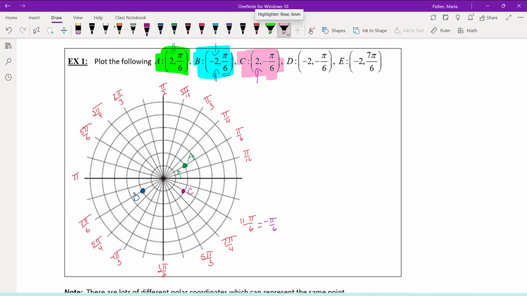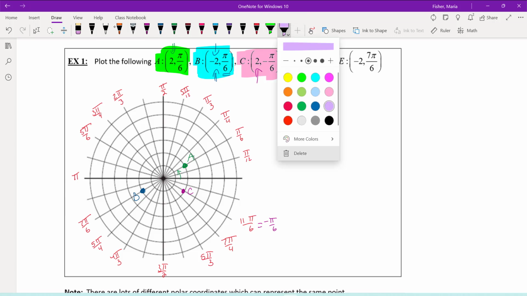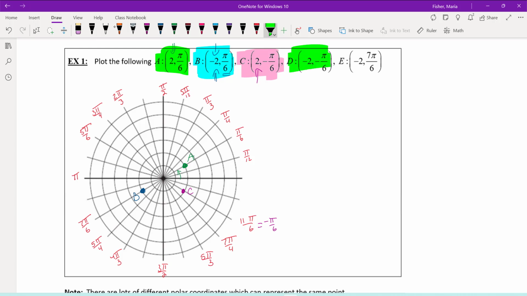Letter D has both r and the angle negative, so you still do the exact same thing. You still want to first graph the angle. So it's the same angle you had here, but since r is negative, you have to cross the pole. This is again 2 units away, 1, 2. That would be the location for letter D.